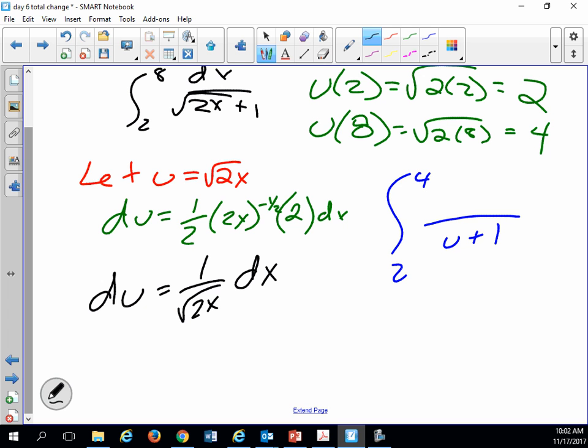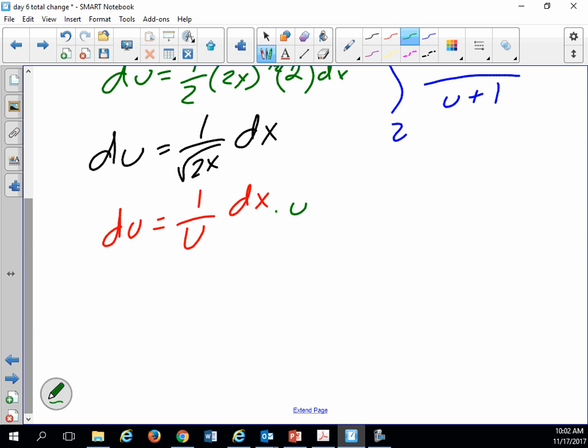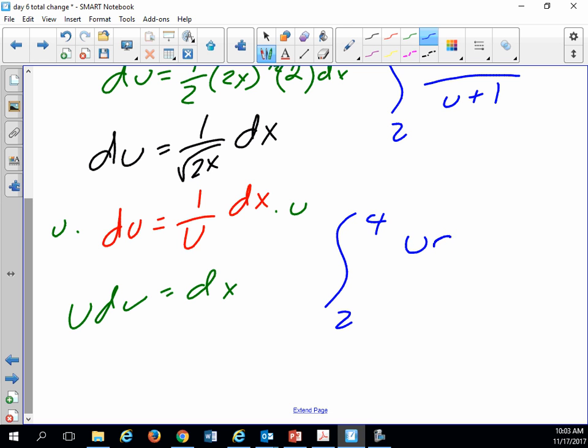Well, I have a question for you. Square root of 2x is what again? U. Square root of 2x is u. So I can write this as 1 over u dx equals du, not divided by u. Now wait, that means there it is.